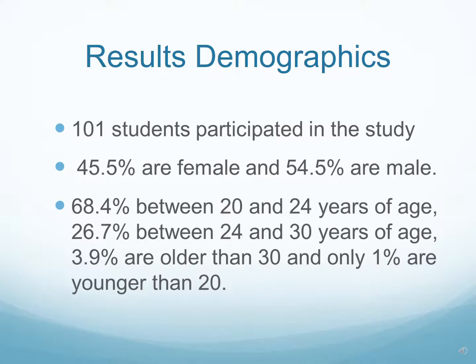Good afternoon. The demographic results indicate the following. 101 students participated in this study. Of them, 45.5% are female and 54.5% are male. Of the students who participated, 68.4% were between the ages of 20 and 24, 26.7% between 24 and 30, and 3.9% are older than 30, and only 1% are younger than 20 years of age.